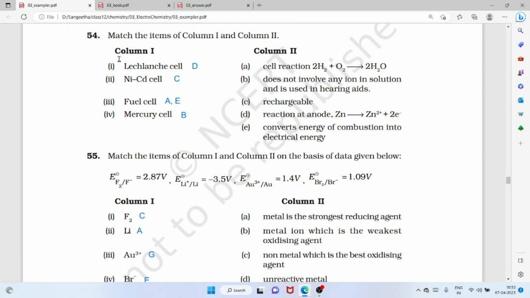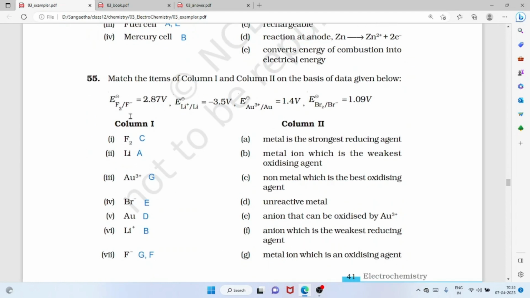Cell, some cell, somebody's name. D. Cell reaction, this is the one. And this cell, rechargeable. Fuel cell. Cell reaction, fuel cell. It converts the energy of combustion into electrical energy. Mercury cell does not involve any ion, okay?